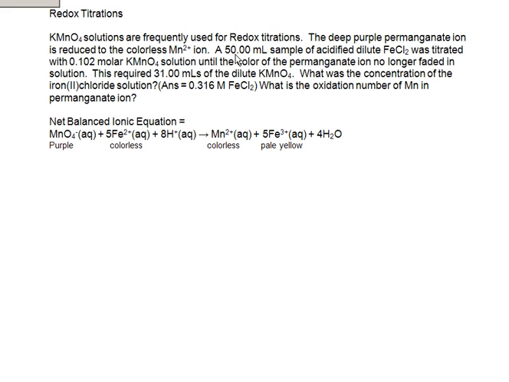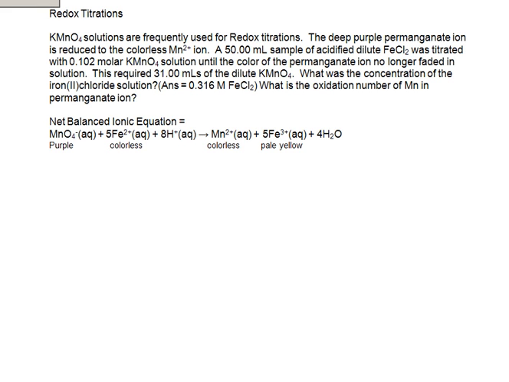In this case, we have a dilute sample of acidified dilute iron 2 chloride, that's where we're getting the Fe2+ ions from, titrated with 0.102 molar potassium permanganate. We're looking at just the participating ion there, until the color of the permanganate ion in the solution no longer is apparent. This required 31 mL of the dilute potassium permanganate, so we need to figure out the concentration of the iron 2 chloride.